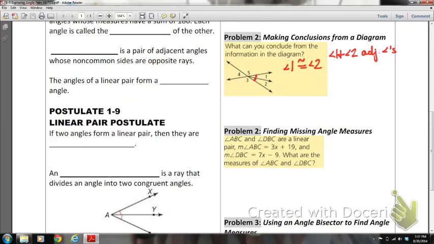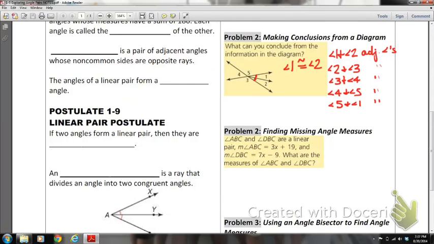So let's work our way around because there are other pairs of adjacent angles. Angle 2 is also adjacent to angle 3. Angle 3 is also adjacent to angle 4. Angle 4 is adjacent to angle 5, and angle 5 is adjacent to angle 1. So all of those, I'll put ditto marks, are adjacent angles.